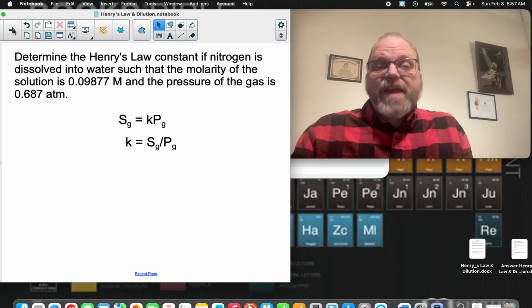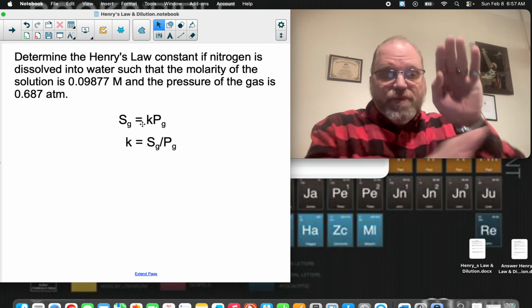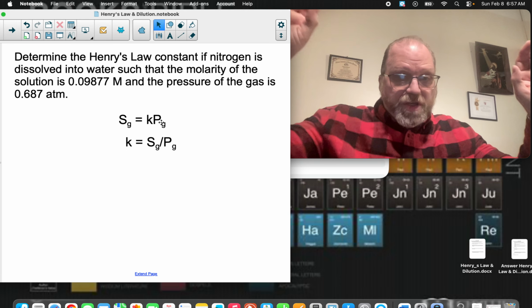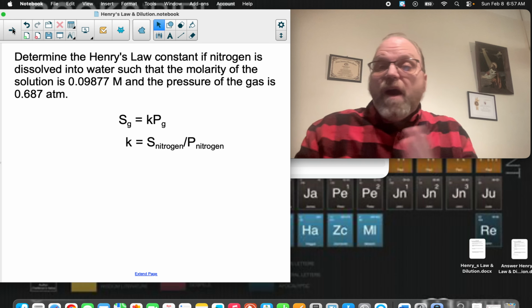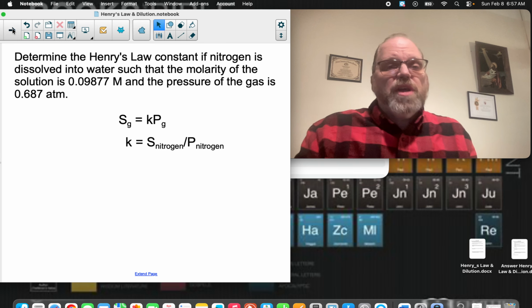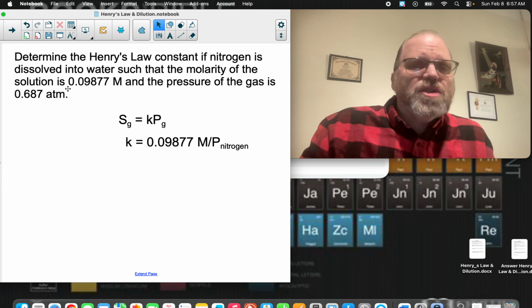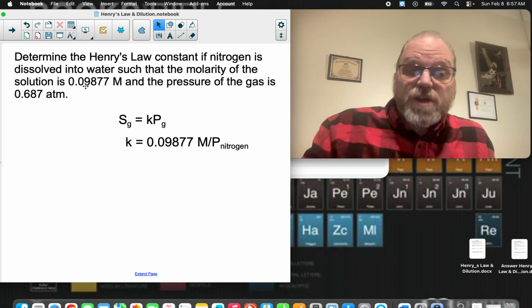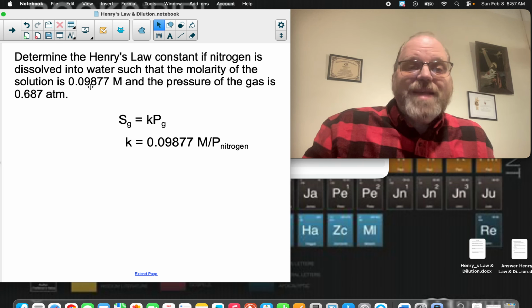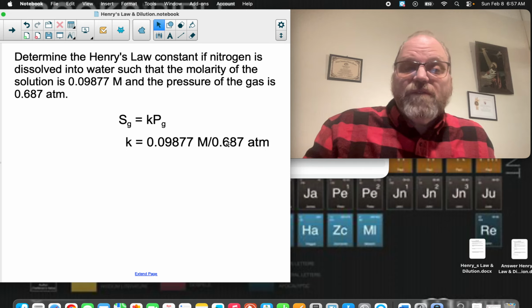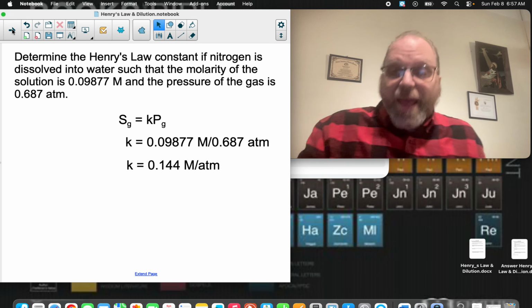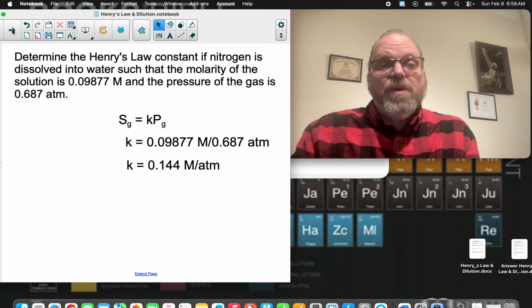We're going to solve for K, of course, so that means we're going to divide through. P of G is on the opposite side, so it's going to come down. So S of G divided by P of G. These both are nitrogen. S of G, the solubility of the gas, is the concentration. So that's 0.09877 molar. The pressure of the gas in the problem is 0.687 atmospheres. So we have 4 sig figs, we have 3 sig figs. Least number is 3. So we're going to end up with 0.144 molar per atmosphere. That's my Henry's Law constant.